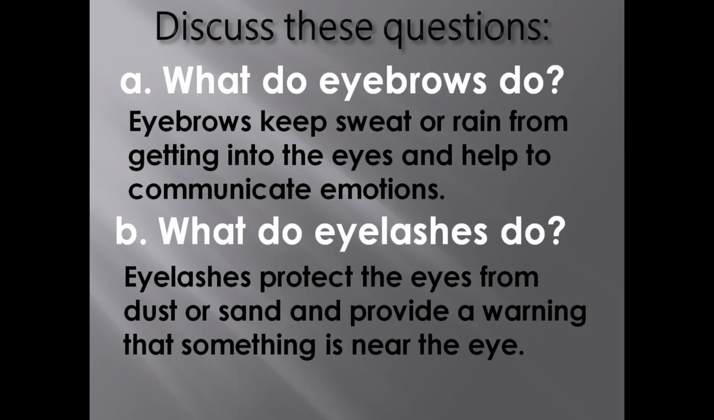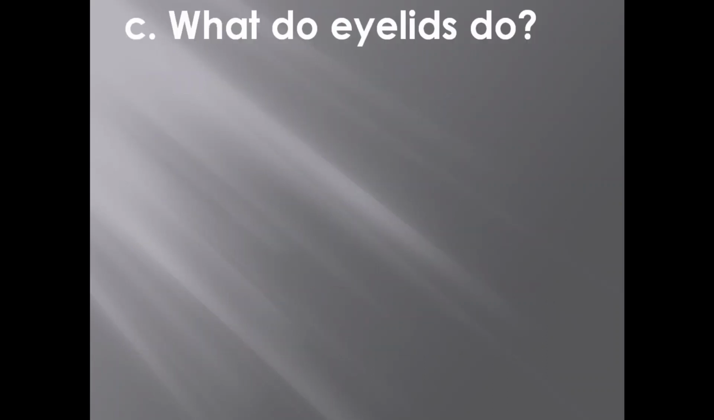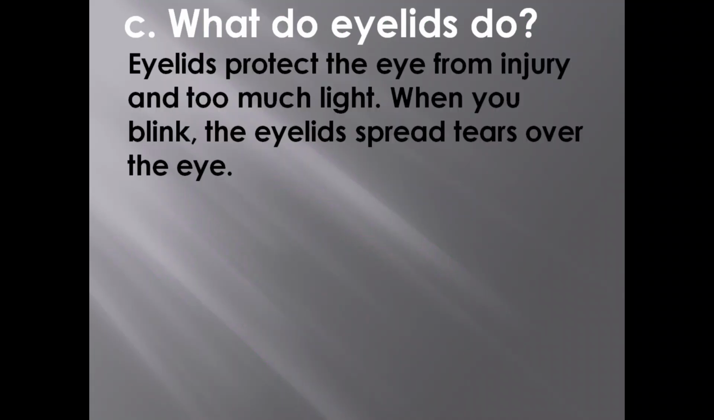Eyelashes protect the eyes from dust or sand and provide a warning that something is near the eye. Letter C, what do eyelids do? Eyelids protect the eye from injury and too much light. When you blink, the eyelids spread tears over the eye.